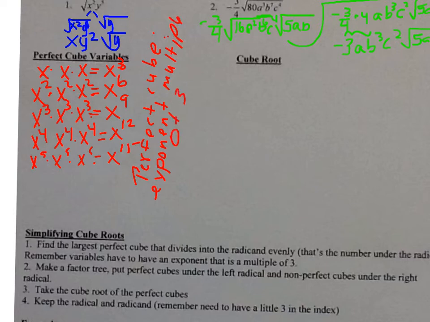So I could keep going. I know x to the 18th is a perfect cube, x to the 21st, x to the 24th, and so on. Okay, so now let's do the cube roots here.